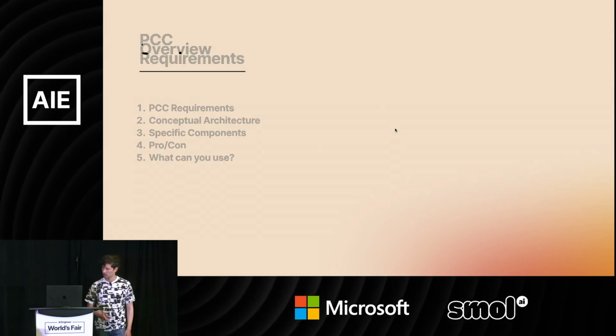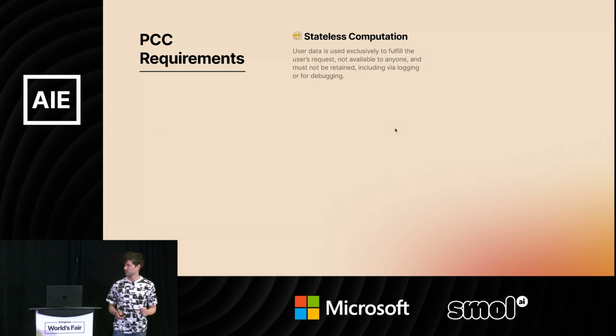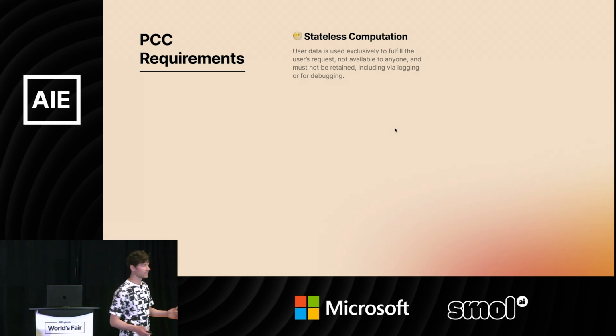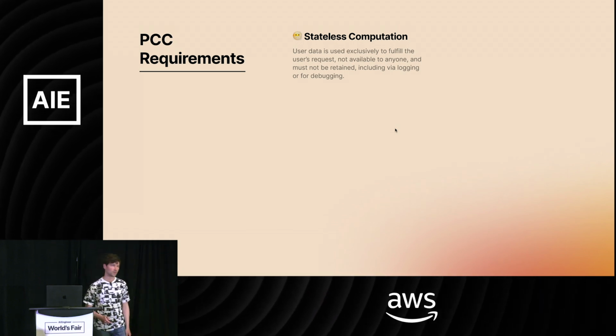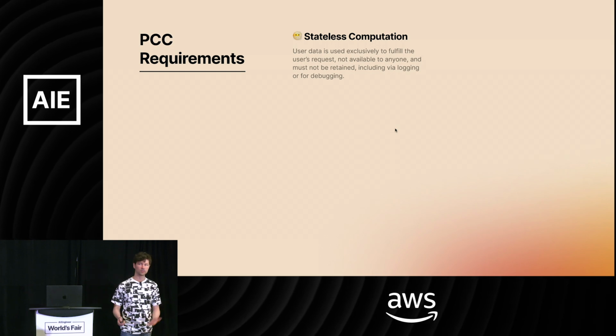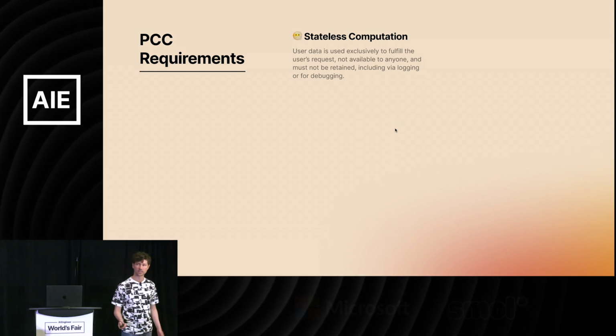So there are 5 key requirements to Apple's private cloud compute that they're trying to meet when they design the system. The first one is stateless computation. This is essentially the guarantee that when Apple receives your data, it's only used to satisfy the request and cannot be used. It's impossible to use it for anything else. You can't log it, anything like that.